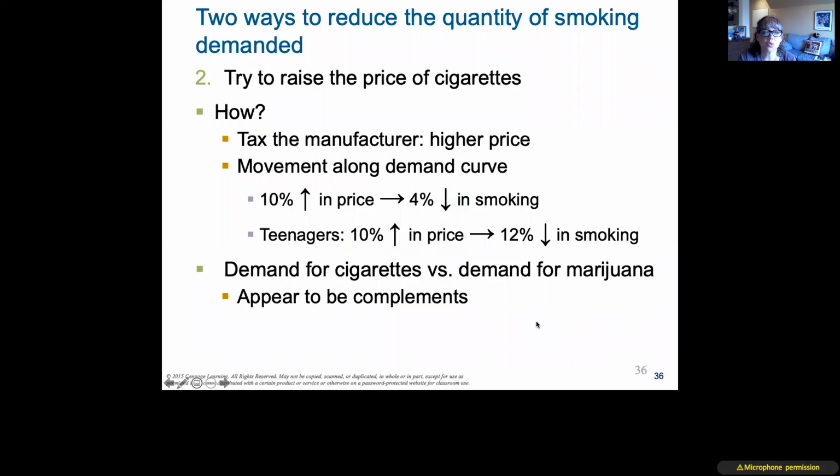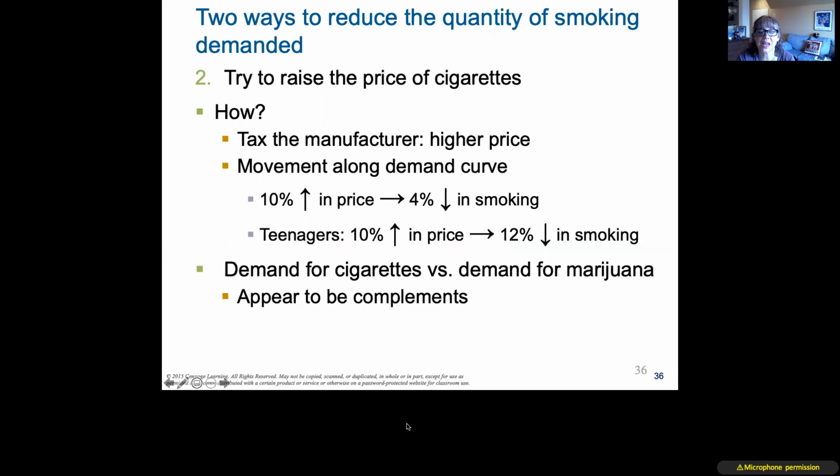The second way is to raise the price. Well, how do you raise a price? You tax the manufacturers. If you tax the manufacturers, they have to pass that price along. So if you were to increase the price by 10%, statistics show that this will decrease smoking by about 4%. Good old research. If you increase the price by 10%, teenagers will actually reduce their smoking by 12%. Interesting. So obviously teenagers are much more price sensitive.